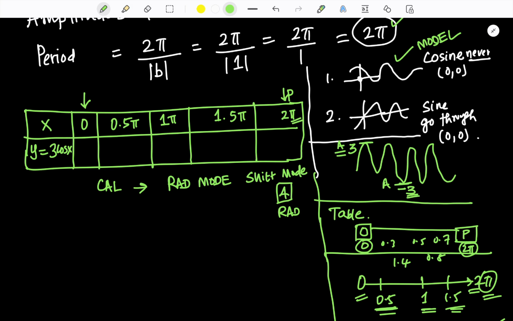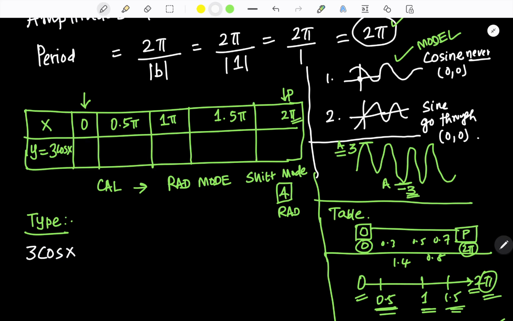In the last video, I told you how to do it on the calculator. Take your calculator and type the equation. The typing is 3 cosine x. Let me start.